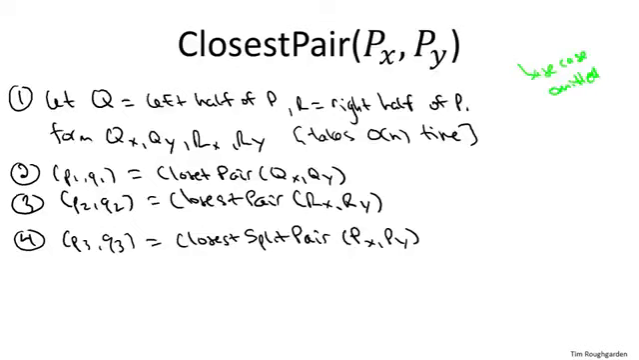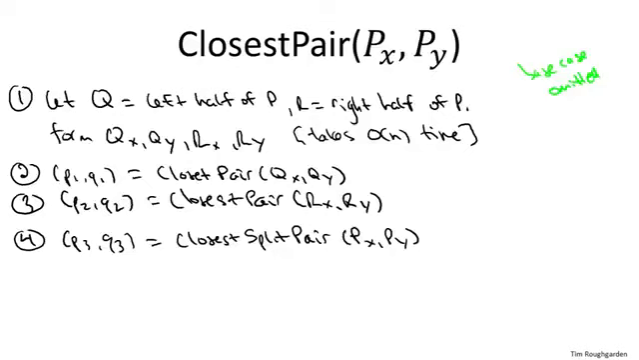Now, if we have a correct implementation of closest split pair, which takes as input the original point set sorted by X and Y coordinate and returns the smallest pair that's split, where 1 point is in Q and 1 point is in R, then we're done. Then the closest pair has to either be on the left, or on the right, or it has to be split.